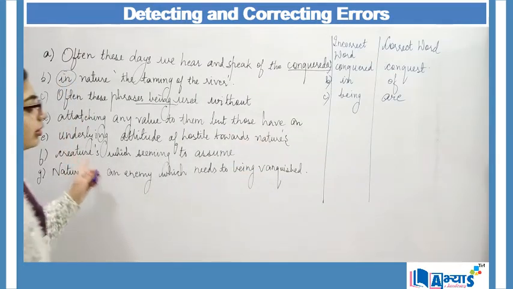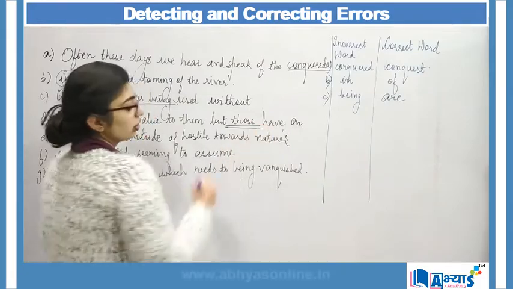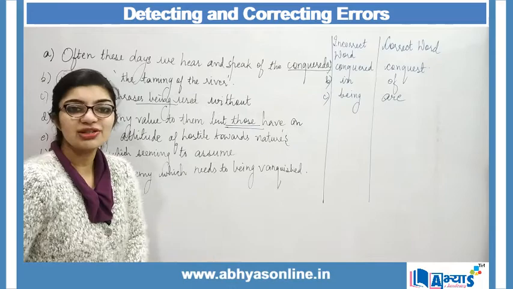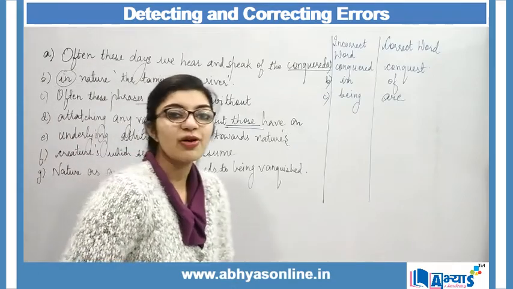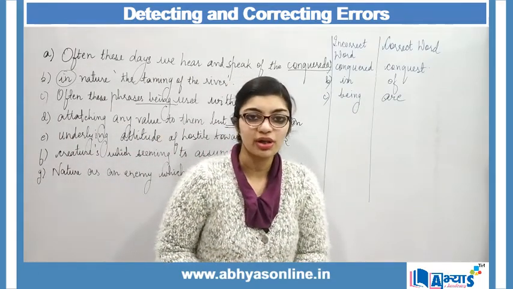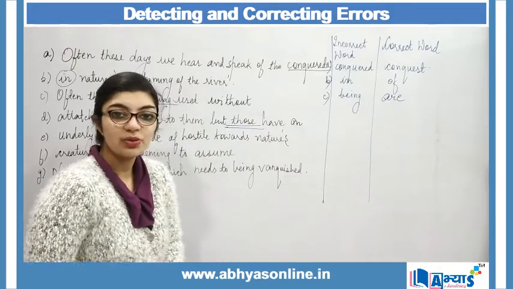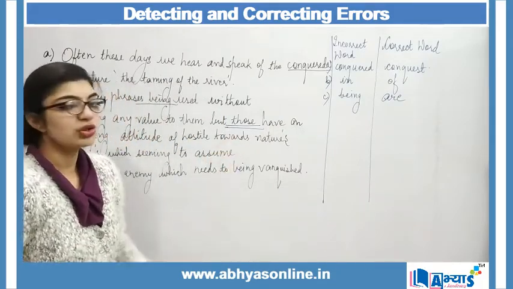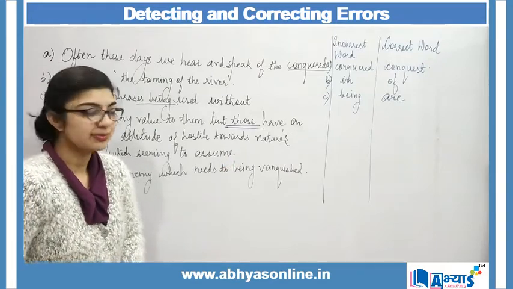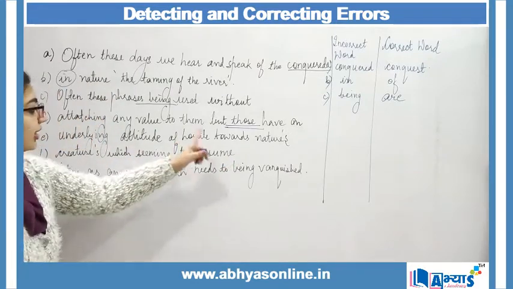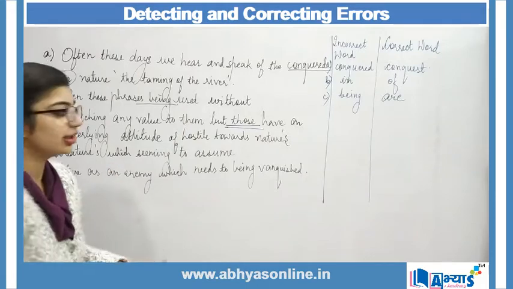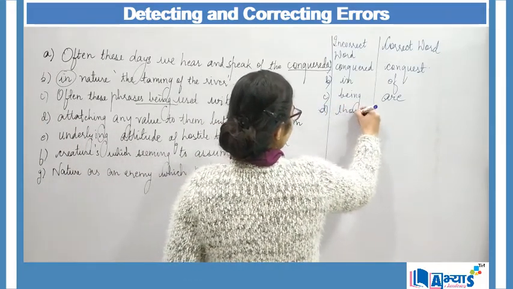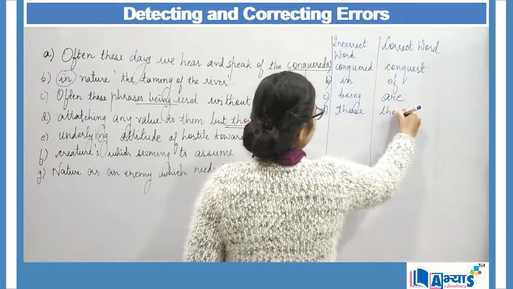Next, D. Often these phrases are used without attaching any value to them, but those have an underlying attitude. Those is wrong. The word those which has been placed over here is wrong. Instead of those, we will be making sure that we make use of some other word which forms a correct sentence. So instead of those, we will be using they. But they have an underlying attitude. So in D, instead of those, we will be writing they.